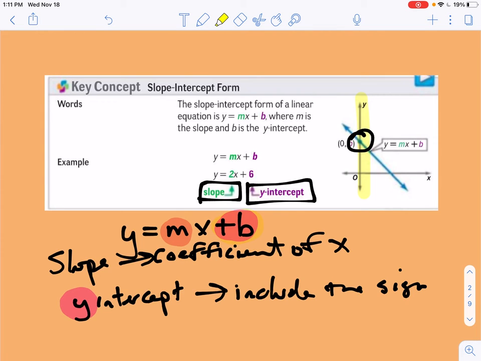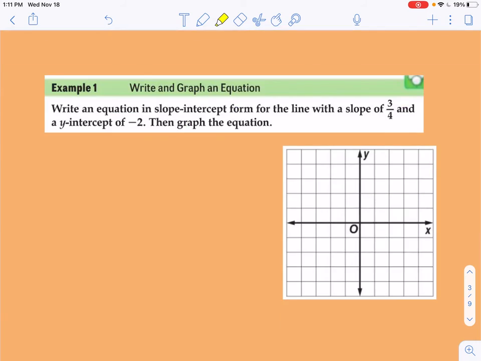What's great about this is we can use this to help us plot these and help us write them and everything. So let's look at a couple problems, and then I'll stop the video and we'll pick up in another one.